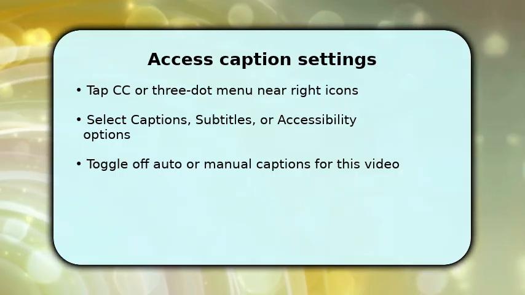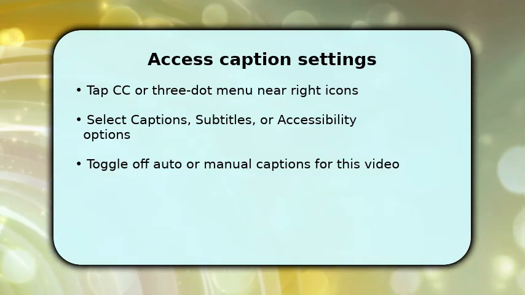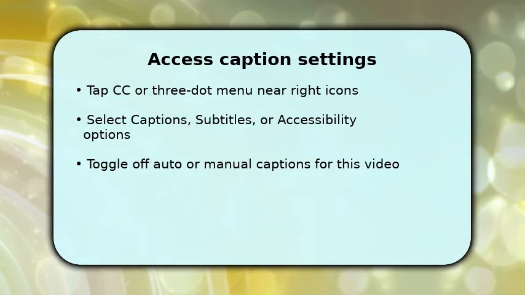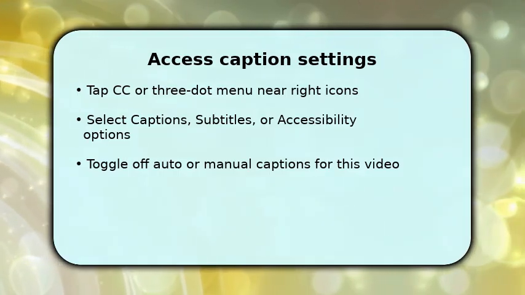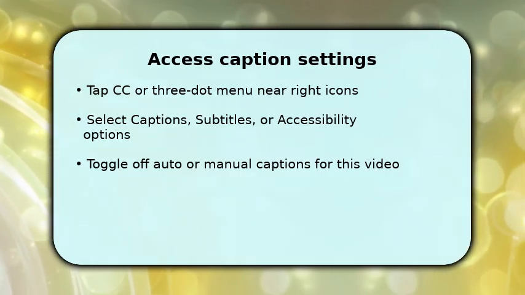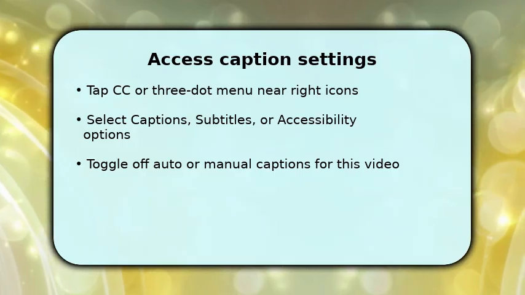You'll see a switch for auto-generated captions or a toggle labeled Subtitles. Flip it off to remove text for that playback. If it's in Settings instead, tap Settings, then Accessibility, and disable video captions. This changes behavior for future videos. Make sure the toggle shows off before closing.